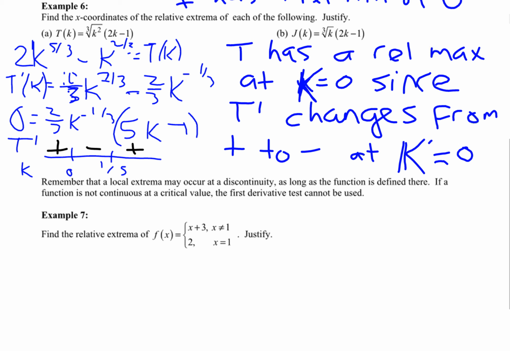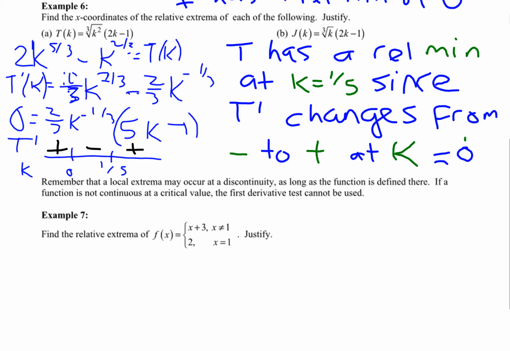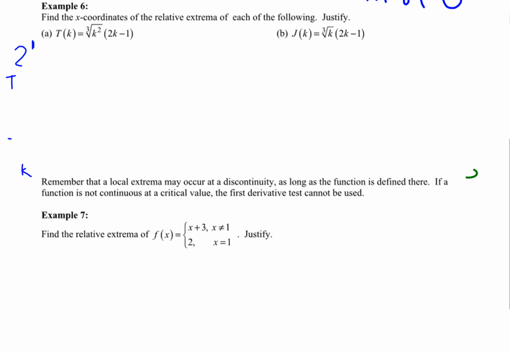And then the second part would be t has a relative minimum. All right, this is the second part. T has a relative minimum at k equals 1/5 since t prime changes from negative to positive at k equals 1/5. All right, and again, we didn't care what the relative extreme values are, we just needed the x values. All right, so let's clear that and try the next one.